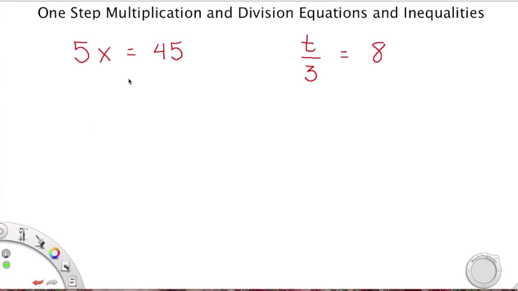Here we have two equations that we need to solve. They're one-step equations. They are multiplication and division. And remember, with equations, an equation is a true mathematical statement. And what's true about it? What is on the left is equal to what is on the right. The value or the quantity that's on the left side is the same as on the right, and the same with this division problem. Believe it or not, the quantity of t divided by 3 is equal to 8. 5 times x has to be equal to 45. Well, we have to make this true.